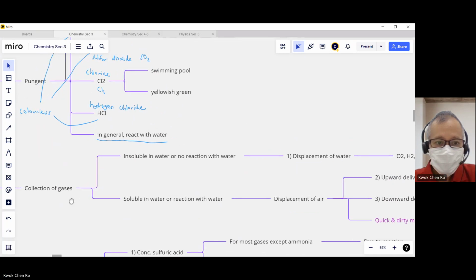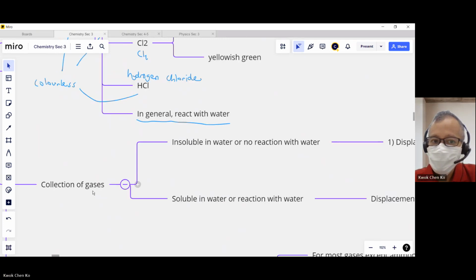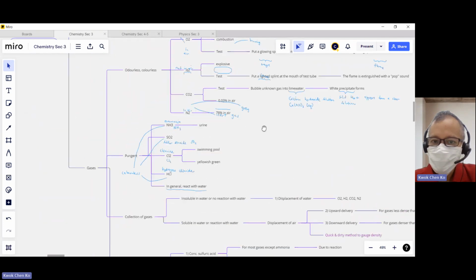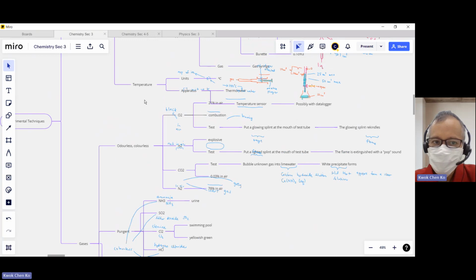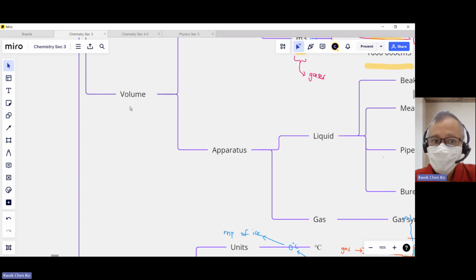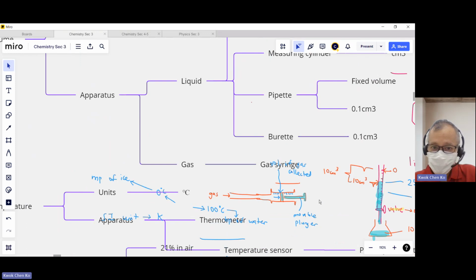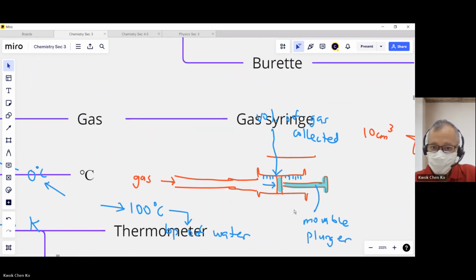So there's another experiment technique that you may want to be mindful of. Now, here we are talking about collection of gases. Be very mindful. This is different from measuring the volume of a gas. Right. But of course, let's be also very clear about this. When we measure the volume of a gas, we are actually using a gas syringe. And as I said, it looks like this.